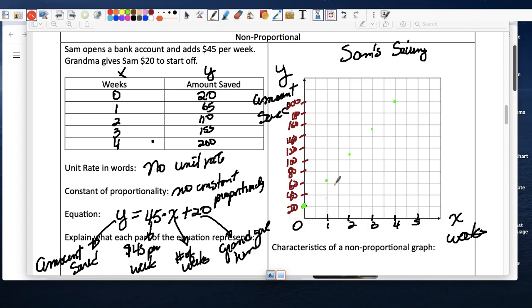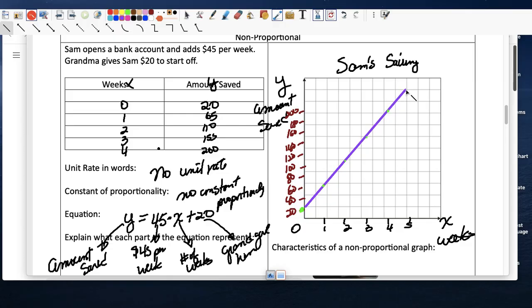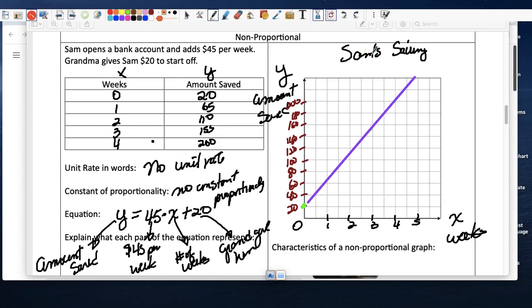So again, we're not supposed to connect the dots, but I'm connecting the dots to show you that it's still a straight line if I were to connect them. But does it go through the origin? It does not go through the origin.